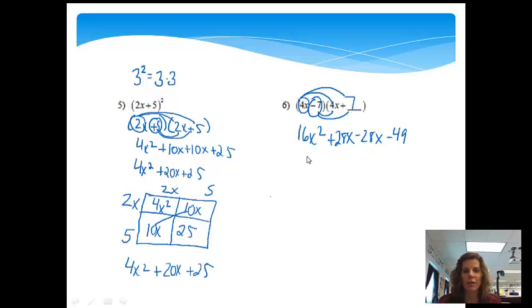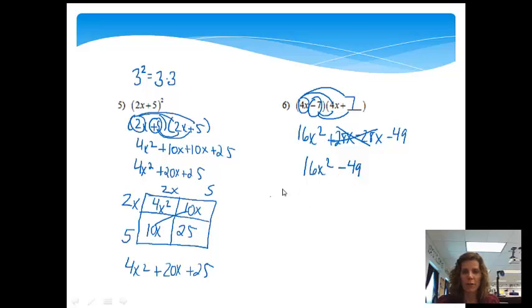All right, then from here, let's combine like terms. I'm going to get 16x squared, positive 28x, minus 28x. Actually, they just cancel each other out, and then I'll just get minus 49. We will not put plus x because that would mean plus 1x, and there are no x's left.